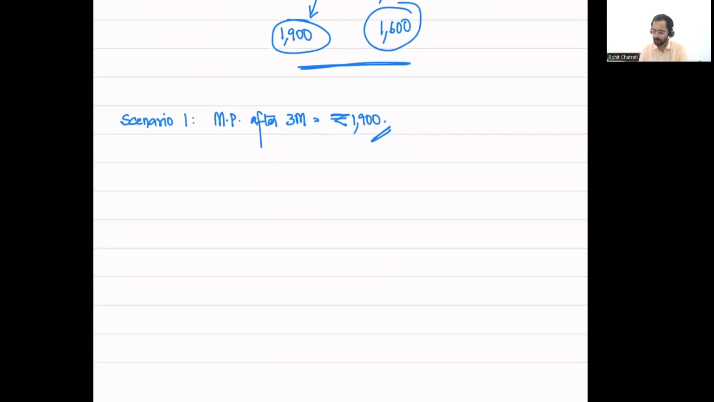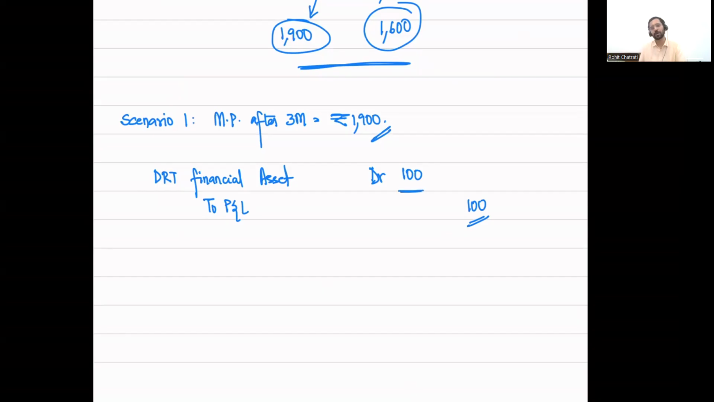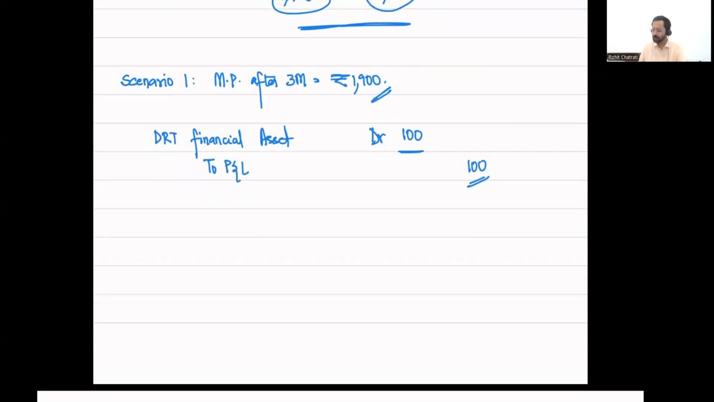And therefore, we are going to record an entry: derivative financial asset debit. I am going to create a financial asset in my books of 100 rupees, and I credit P&L by 100. This is a gain that I've made. I have the ability to purchase a share for 1800 only, whereas its worth is 1900. Therefore, I am going to create a financial asset of 100 in my books with a corresponding credit to P&L. Now, after this, I am going to settle the forward contract.